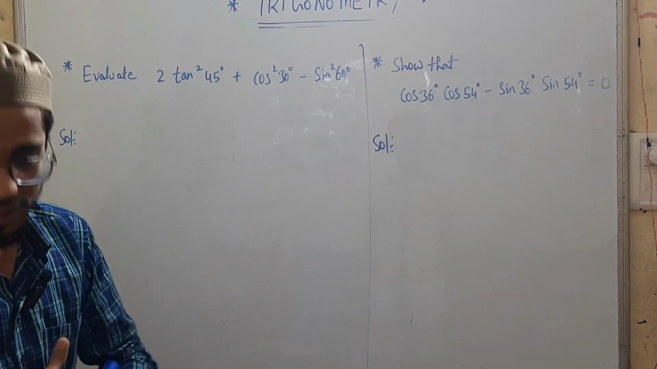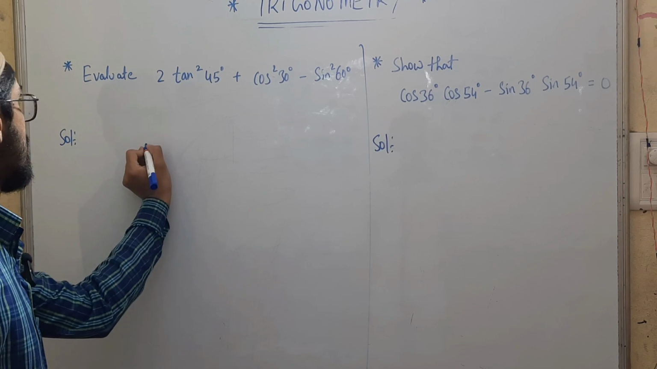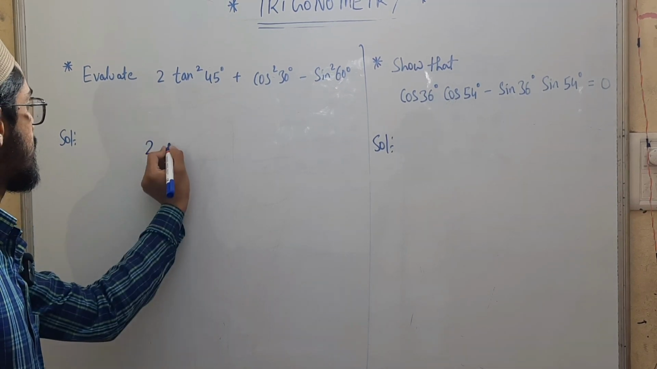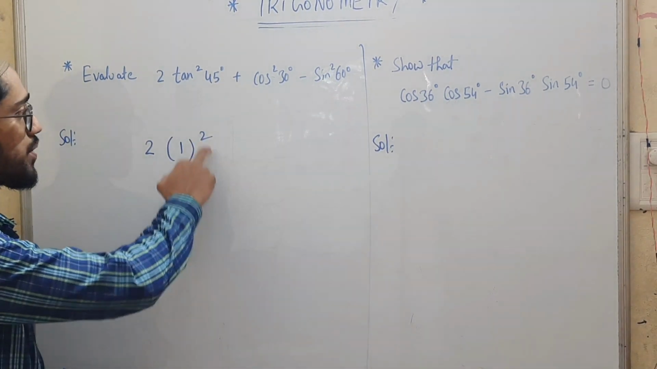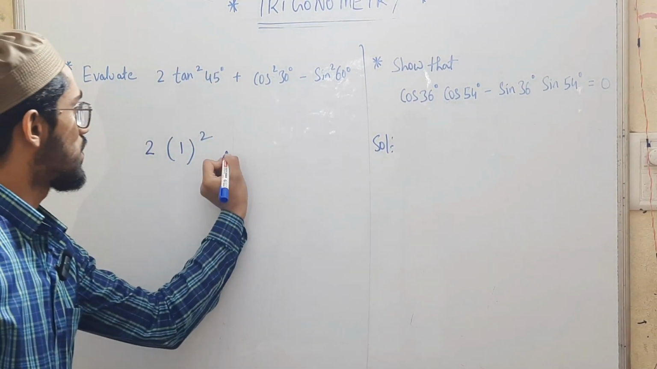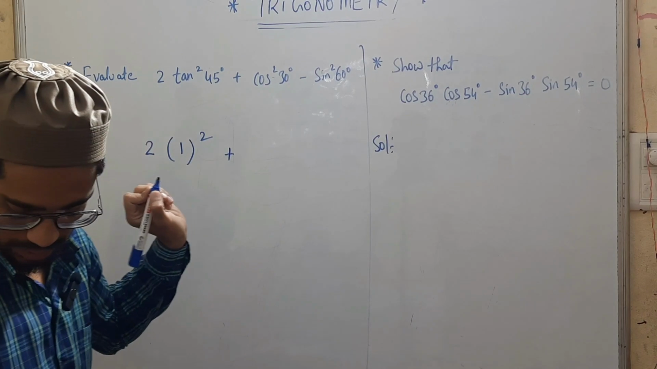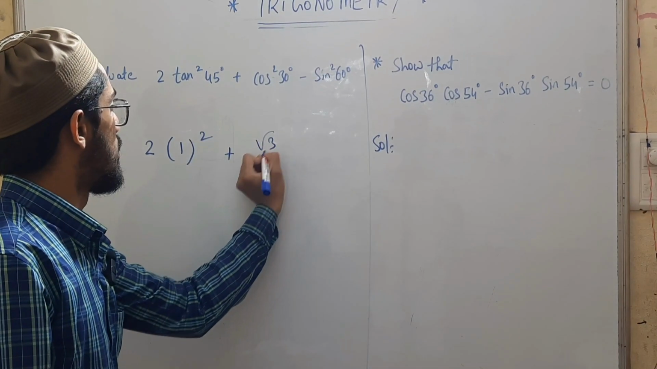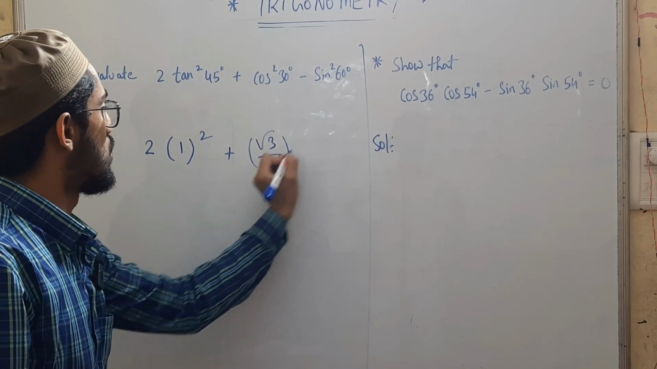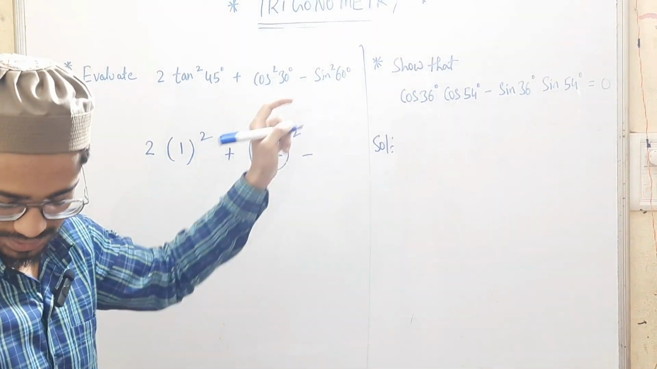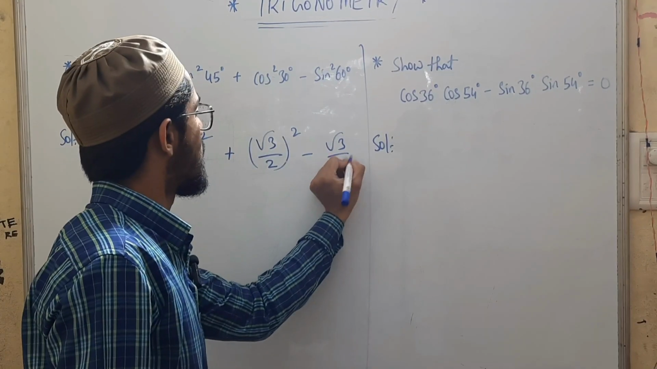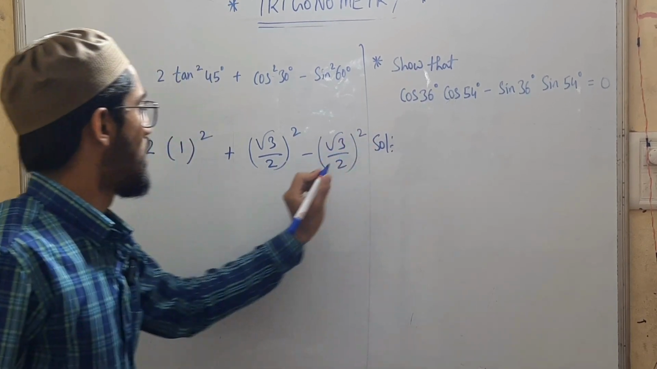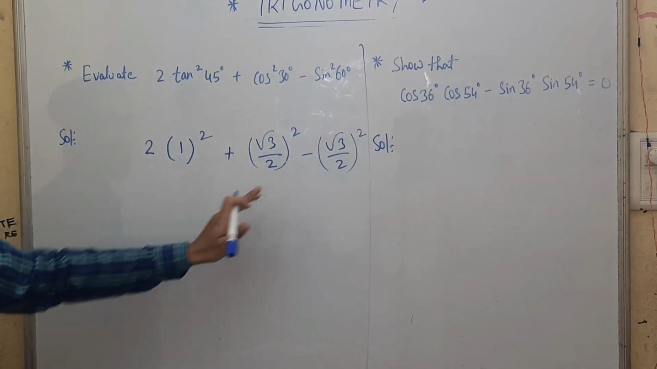Now, what is the tan 45 value? 1. So, write 2 here. In the place of tan 45, put a bracket and write 1 square like this, because it is tan square 45, plus cos 30 value is root 3 by 2, (root 3 by 2) whole square, minus sin 60. Sin 60 is again (root 3 by 2) whole square. After writing these values, you have to solve it.